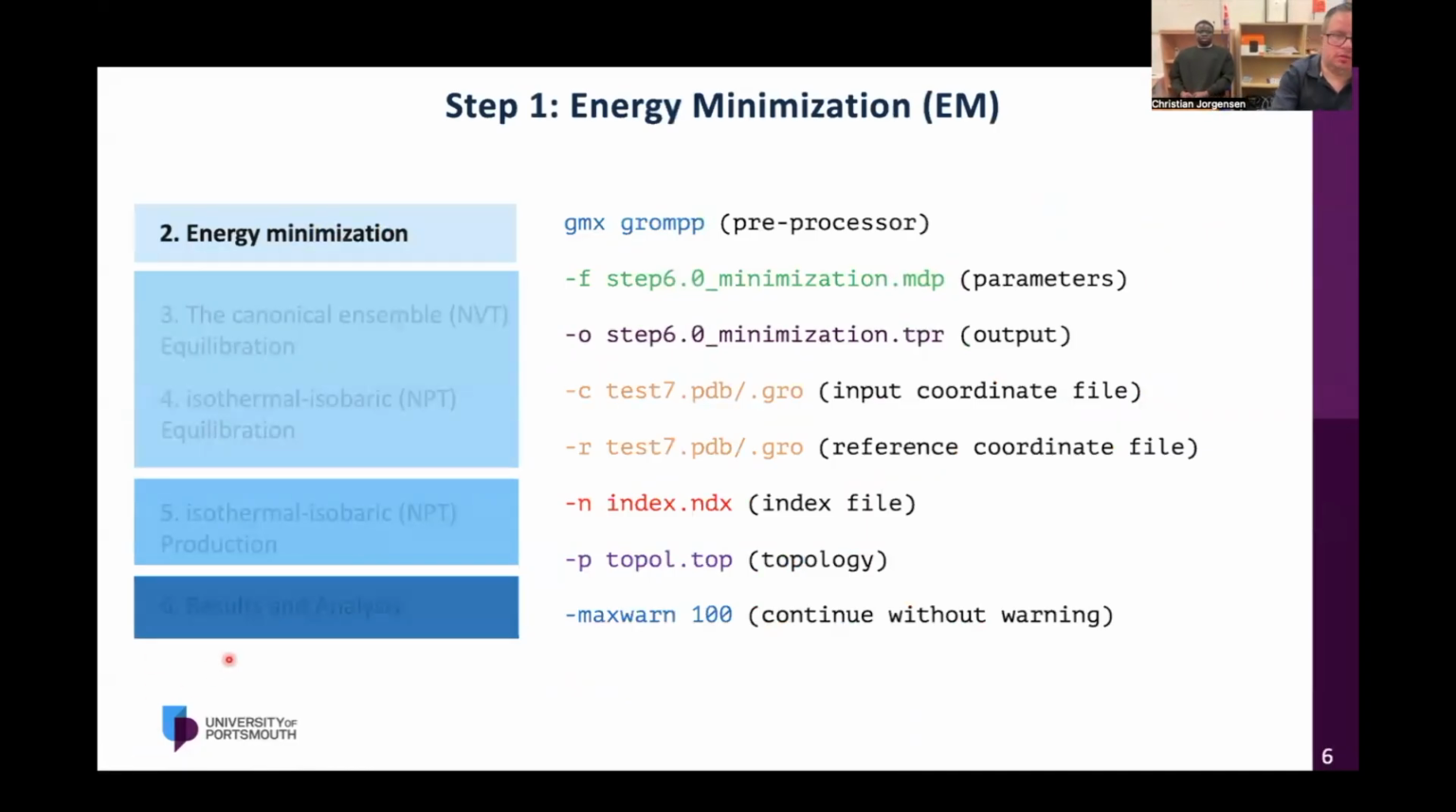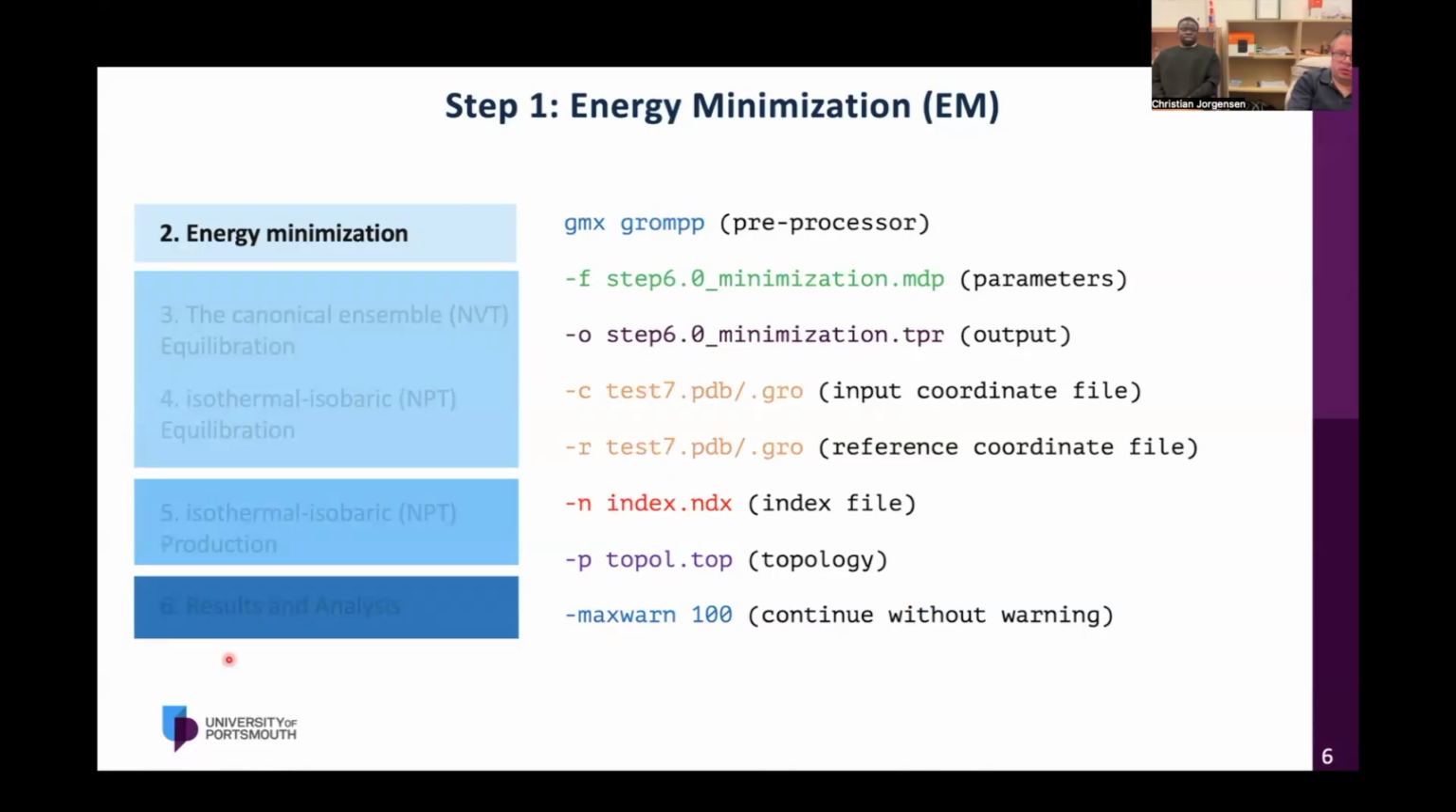This is a proper explanation of all the relevant commands in your GROMACS simulation steps. So this is the minimization. You can see gmx grompp is the preprocessor. The -f is the MDP file, which contains the parameter file, the -o is the output file, the -c is the coordinate file, the -r is the reference file, which is the PDB or maybe a .gro file sometimes, the -n is the index file, and the -p is the topology file.